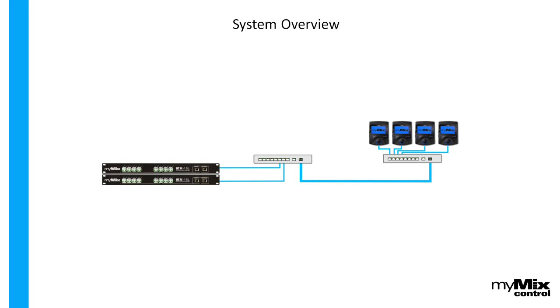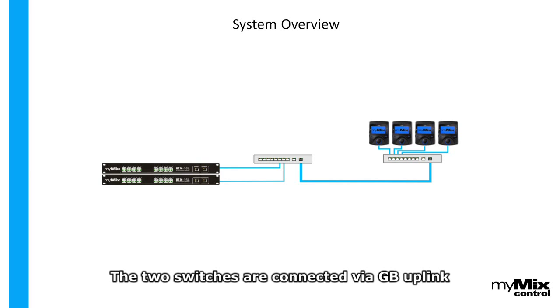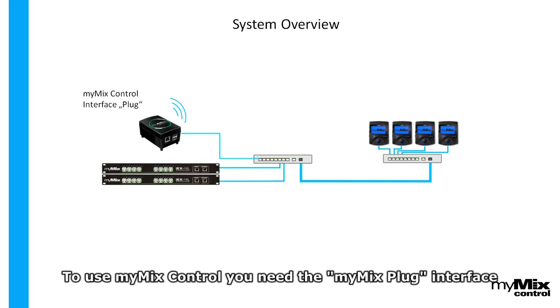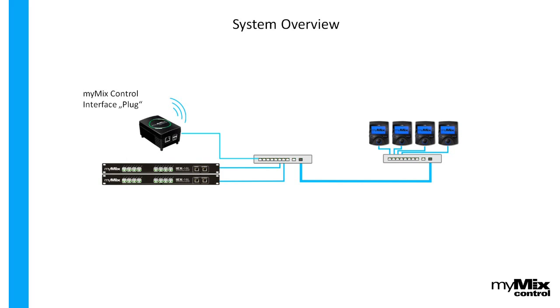A quick system overview here. We have a system with some MyMixes on one switch and two input expanders, and we're just using another switch at this position. Both switches are connected through a gigabit uplink port. The MyMix Control uses the interface which we call the MyMix plug. This needs to get connected to the network. So whatever port on your switch is empty, that's where you connect it.